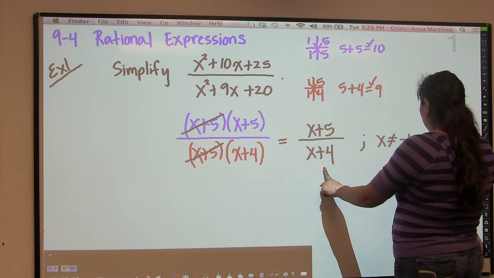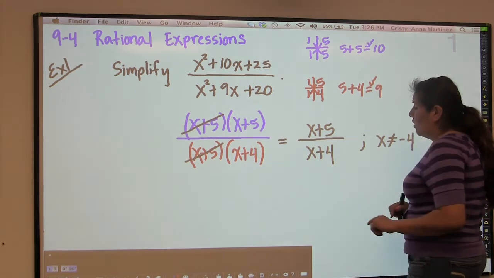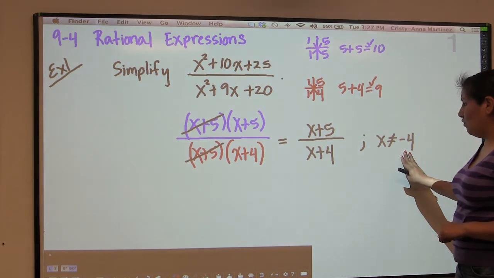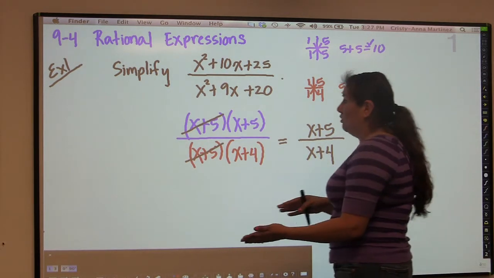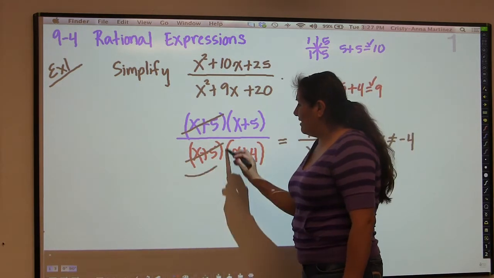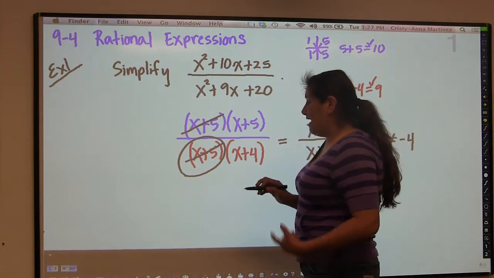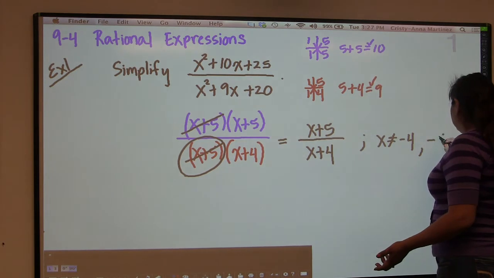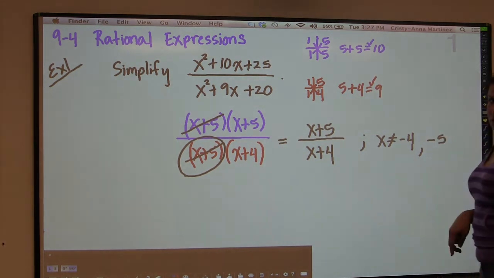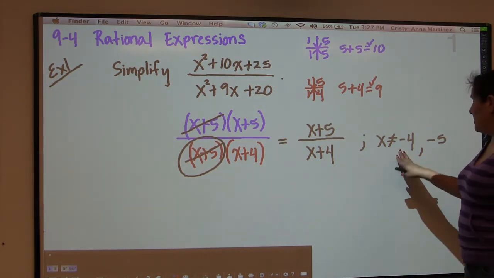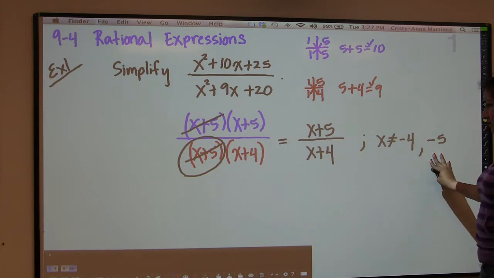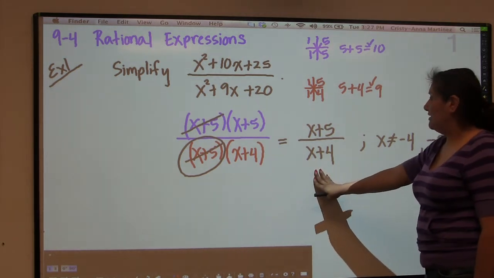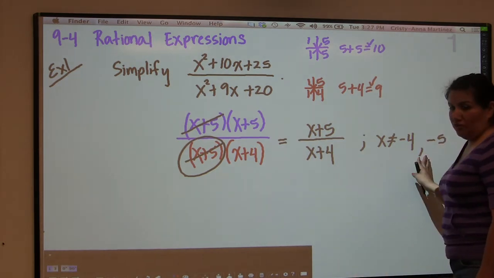X cannot equal negative 4, because if I allow x to be negative 4, then I would divide by 0, and that's bad. So x can't equal negative 4. And if I base it on the original equation, which also had x plus 5 on the bottom, then I also have to say that x can't equal negative 5. So those are my restrictions on the variable. I can't let x be negative 4, and I can't let x be negative 5. Alrighty? So this is the simplified expression, and these are the restrictions on the variables.